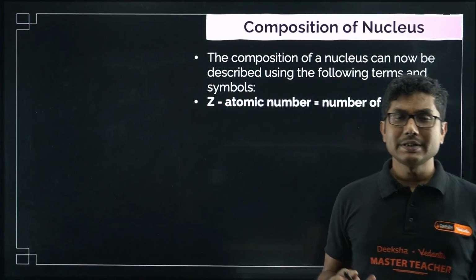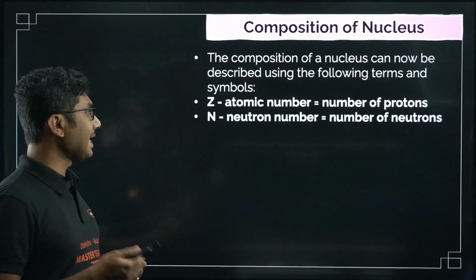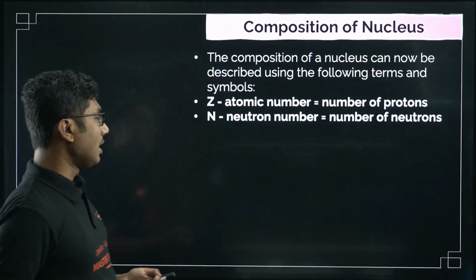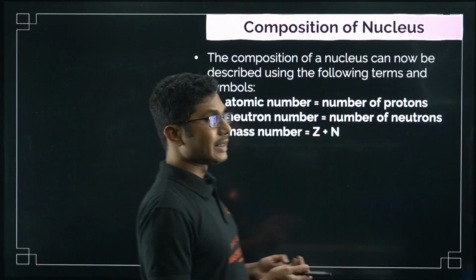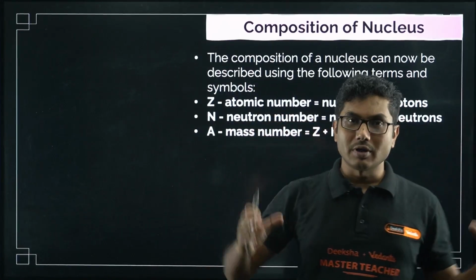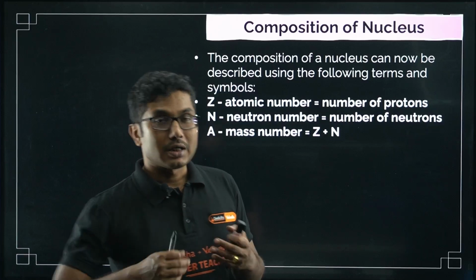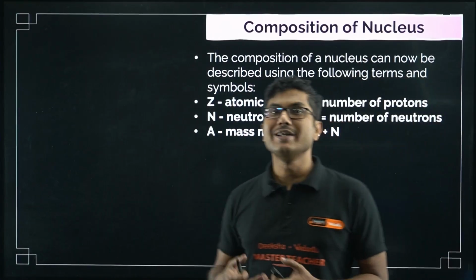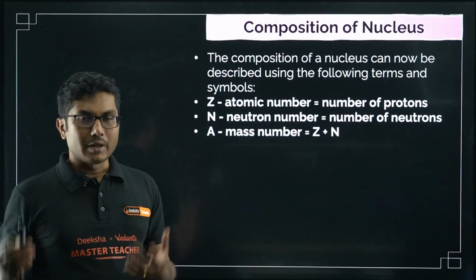Atomic number means the number of protons. Next is the neutron number, the number of neutrons, obviously, and the mass number is Z plus N. So the total number of nucleons is represented by the mass number. Nucleons means the constituents of the nucleus, in short called nucleons. So the mass number represents the total number of nucleons.